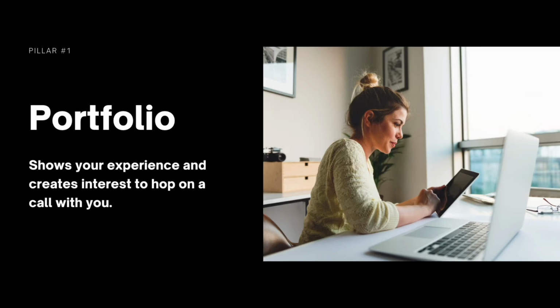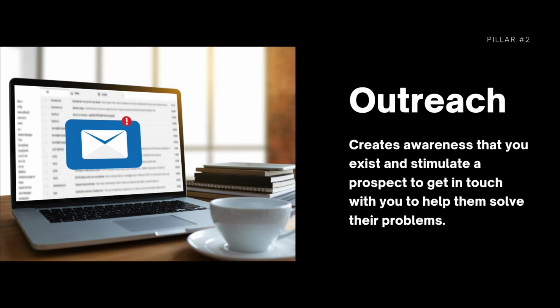And the outreach, which is the very next stage, is going to essentially create the awareness that you exist and stimulate a prospect, which is a potential client, to get in touch with you in order to help them solve their problems. Now, as you can see from this dynamic, the outreach is essentially considering just a portion of this entire funnel. So it's not the end all be all.